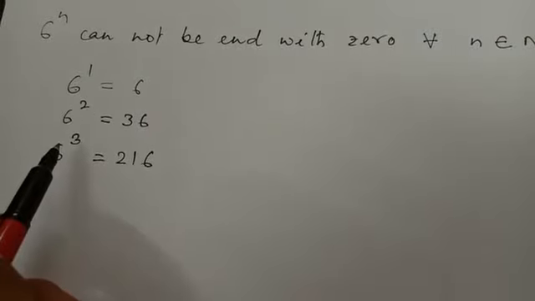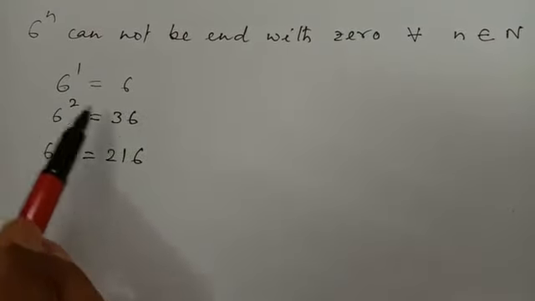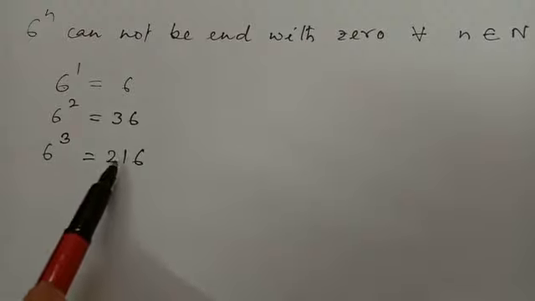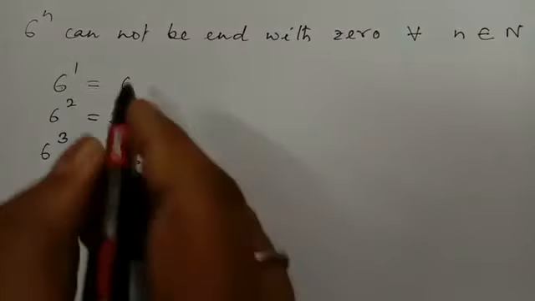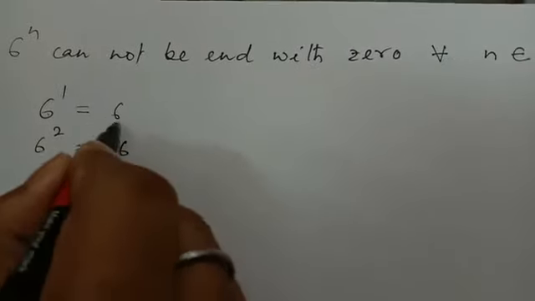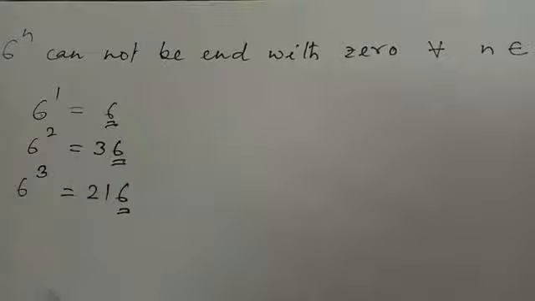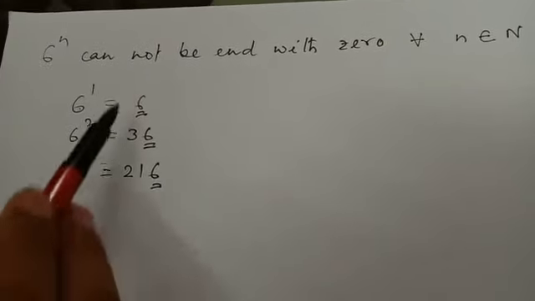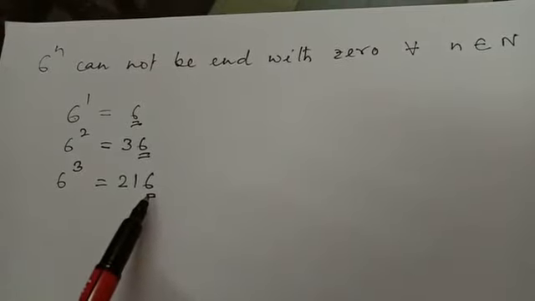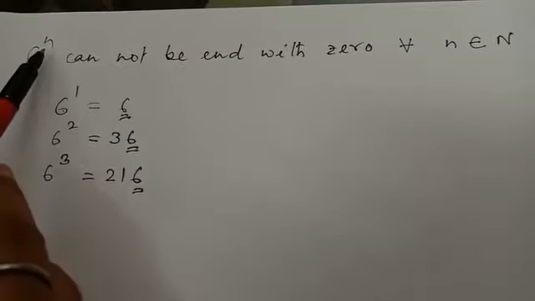So now it is clear to you that 6 to the power 1 is 6, 6 squared is 36, and 6 cubed is 216. That means 6 to the power n ends with 6. So it is clear to us that 6 to the power n always ends with 6 if we put a natural number in place of n.